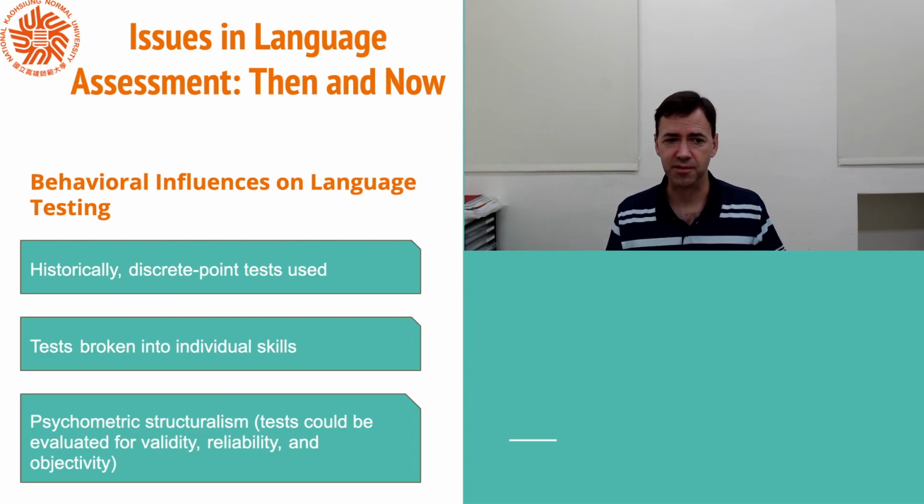In the past, when we were using the grammar translation method and that type of thinking, we used what's called the discrete point test. These are tests based on the belief that you could break all of the skills of language into separate parts. Like here's a listening section, a speaking section, a writing section, a reading section. And maybe they had multiple choice questions, kind of like what we still do today.